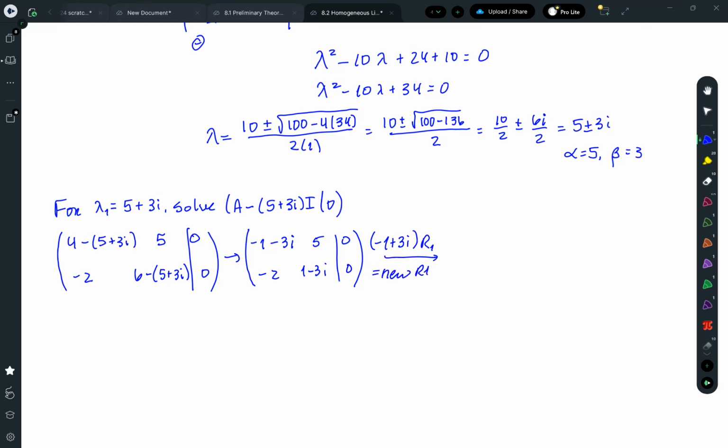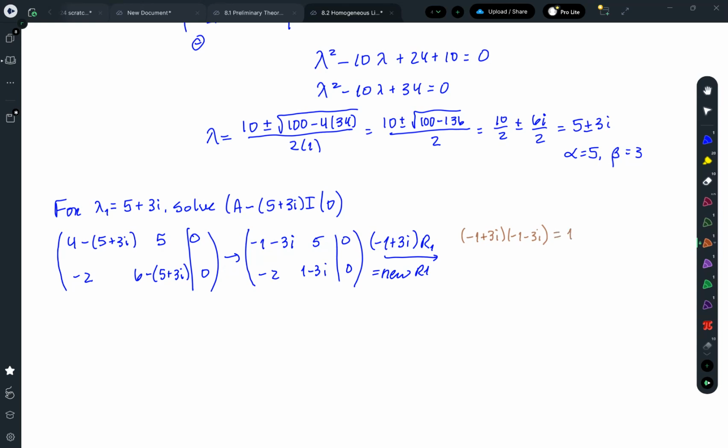Basically, I want my first column to have real numbers so I can work with them a little bit more easily. Okay? But I need to do some of the algebra for this on the side. So number 1 is that negative 1 plus 3i times negative 1 minus 3i. I've got to figure out what that multiplies out to be.